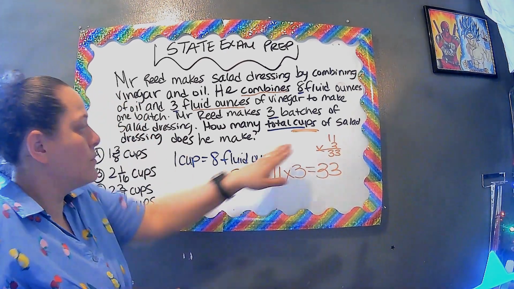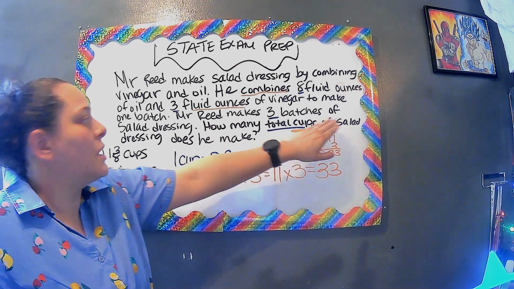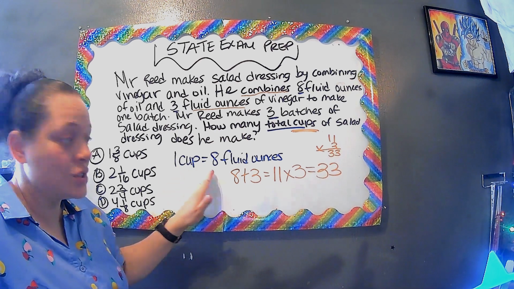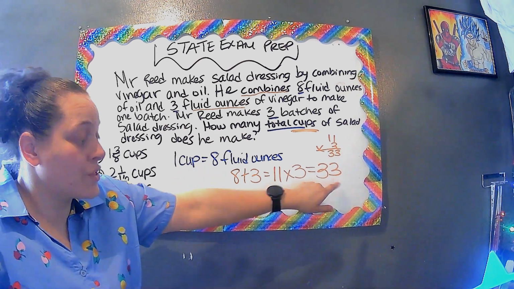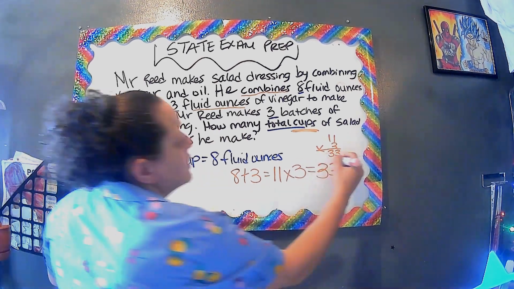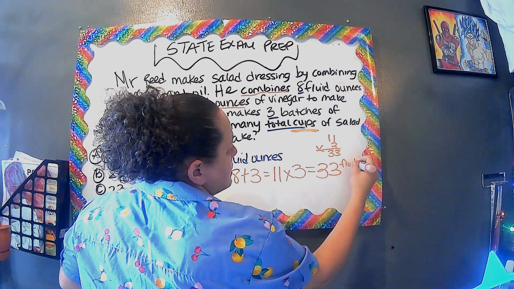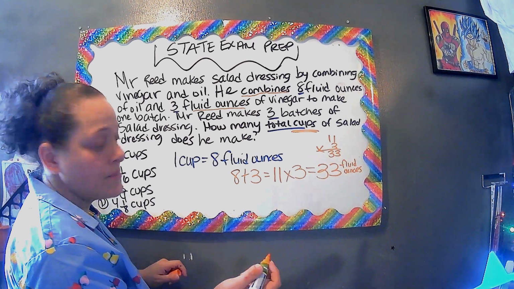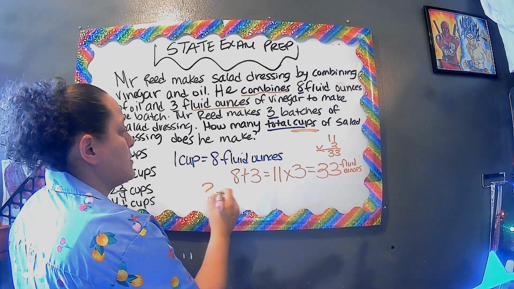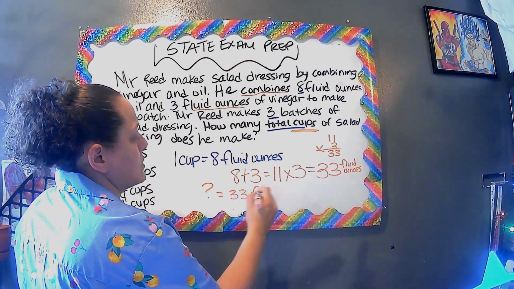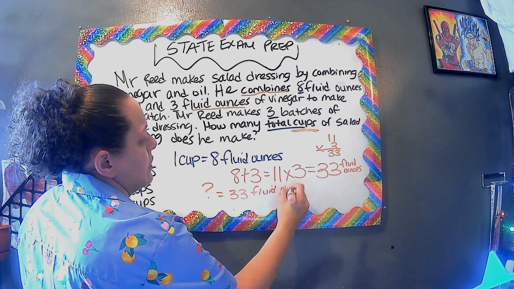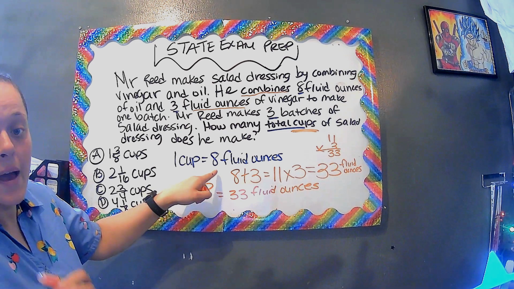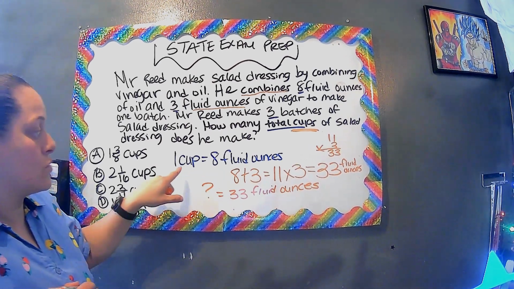So the next part, we have total cups of salad dressing. Well, what happens? Remember, we have to do the conversion, right? We already have 33. Let me label it: fluid ounces. Now, we need to know how many cups. Well, how many cups equals 33 fluid ounces? The way we do that is by dividing by 8, because remember, 8 equals 1 cup.